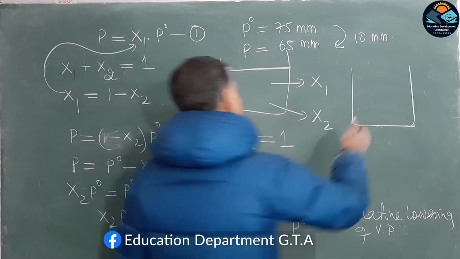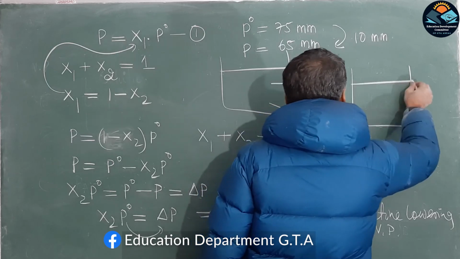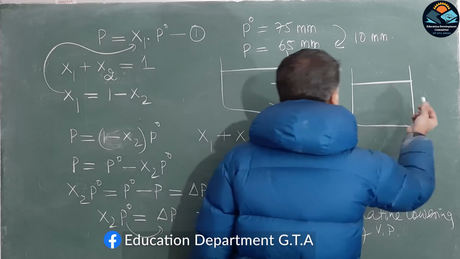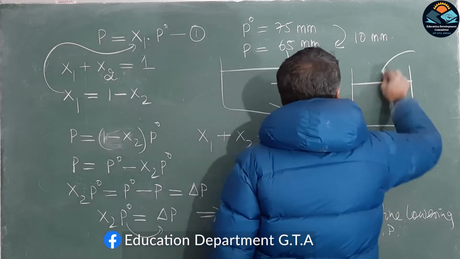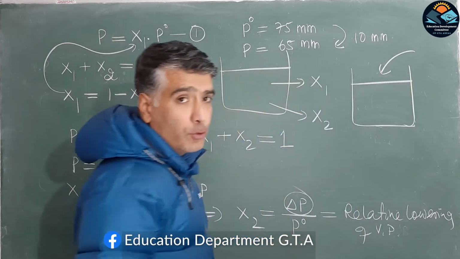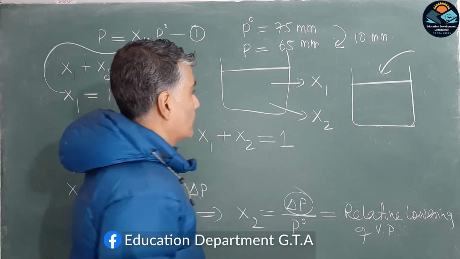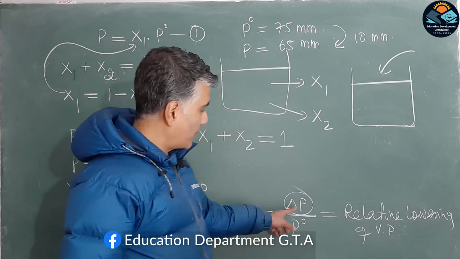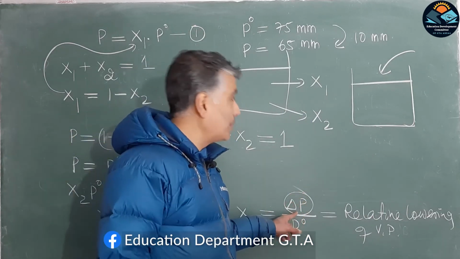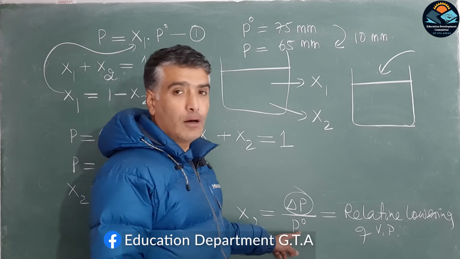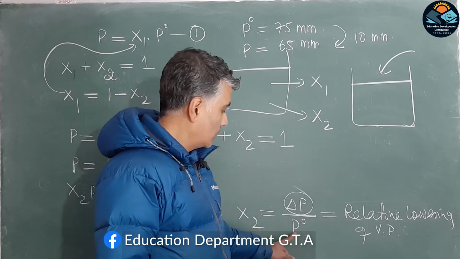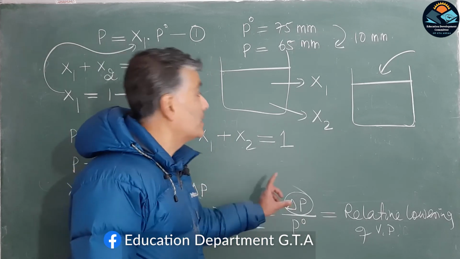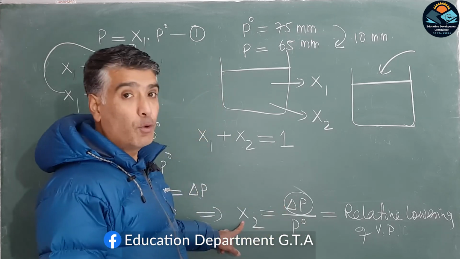You've got a liquid, let's say pure water. It has some vapor pressure. Now you added a non-volatile, non-electrolyte solute, so the vapor pressure goes down. That difference of vapor pressure, by whatever amount it goes down, is delta P. And you divide that by the vapor pressure of the pure water. So this is going to be the relative lowering of vapor pressure. But how much is that going to be? That is going to be the mole fraction of the solute.